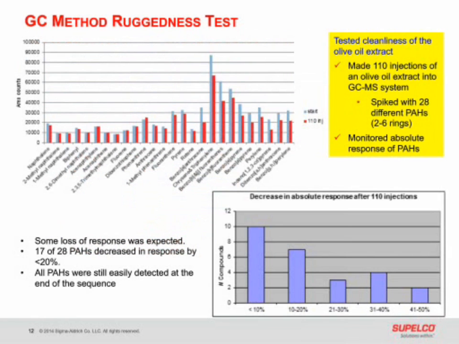A method ruggedness test was done to test the cleanliness of the extract. After spiking the sample with 28 different PAHs having a variation between 2 to 6 rings and making 110 injections of olive oil onto the GCMS system, it was found that some loss of response was seen, but 17 of the 28 PAHs decreased in response by less than 20%, and all the PAHs were still easily detected at the end of the sequence.